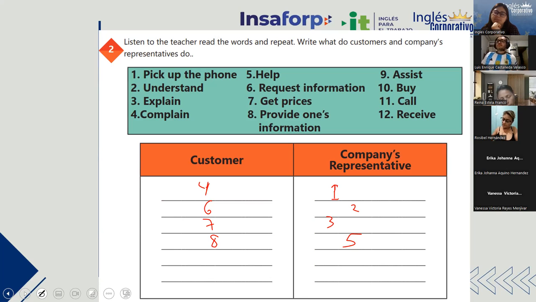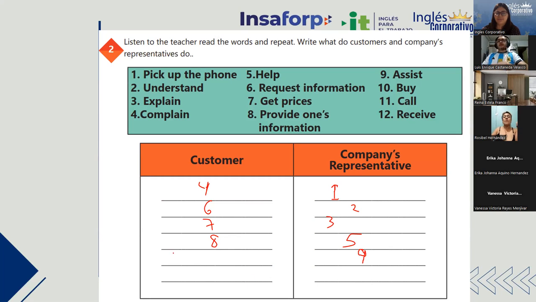Who assists? Who assists? The customer or the company's representative? The company representative. Acuérdense que assist significa atender y attend significa asistir, right? Entonces, cuando decimos assist, es atender como lo de atención al cliente, right? That's assist.